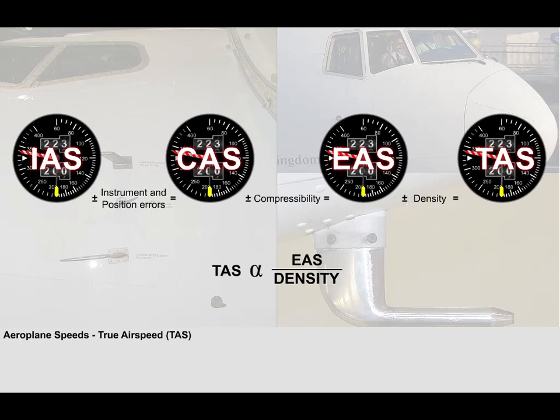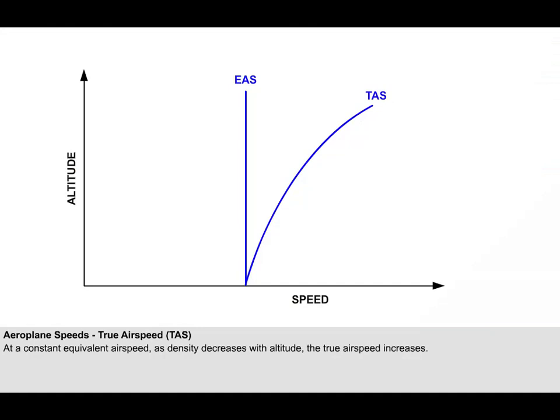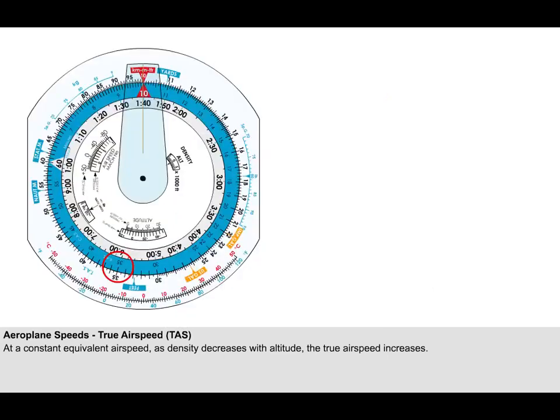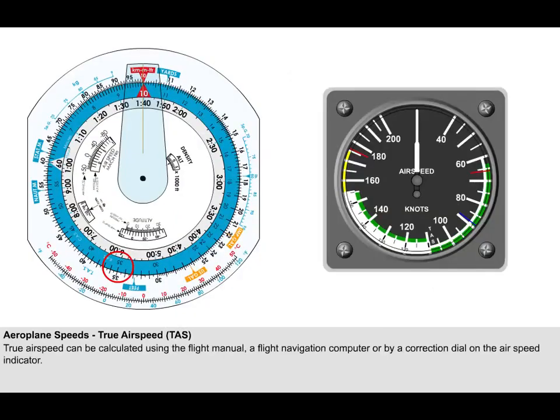On screen is a very simplified formula showing that true airspeed is proportional to the equivalent airspeed and inversely proportional to the density. If, for a constant equivalent airspeed, the density were to fall, the true airspeed would increase. This means that with increasing altitude at a constant equivalent airspeed, true airspeed increases, as shown by this graph. True airspeed can be calculated by using the tables in the aeroplane flight manual, using a flight navigation computer, or even using the airspeed indicator. True airspeed is mainly used for navigation and flight planning purposes.